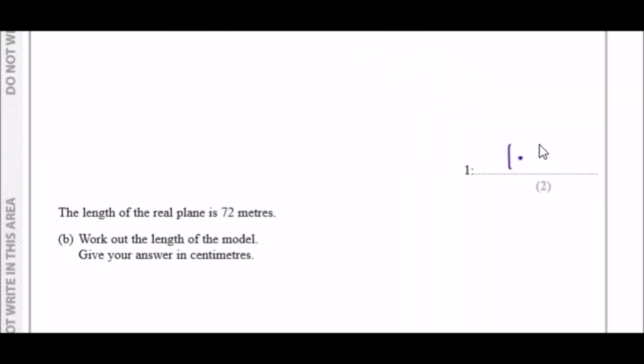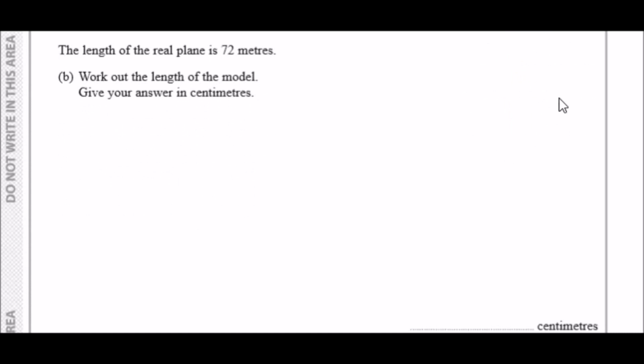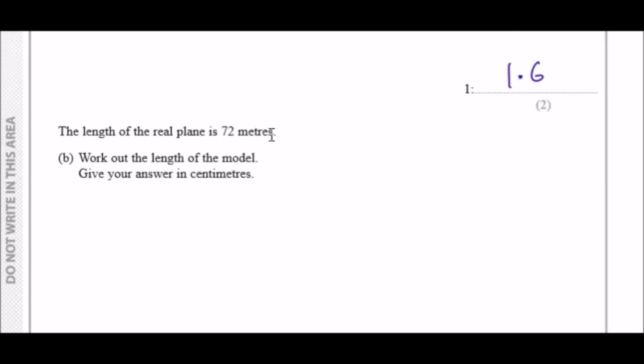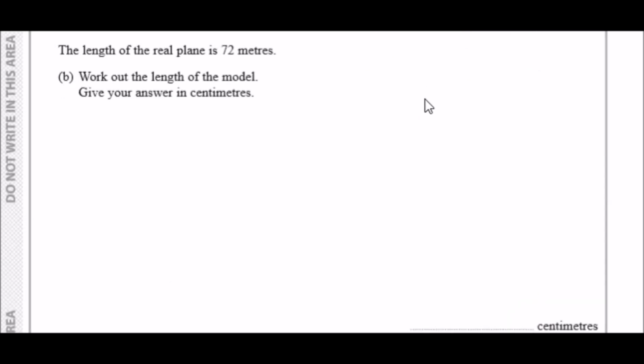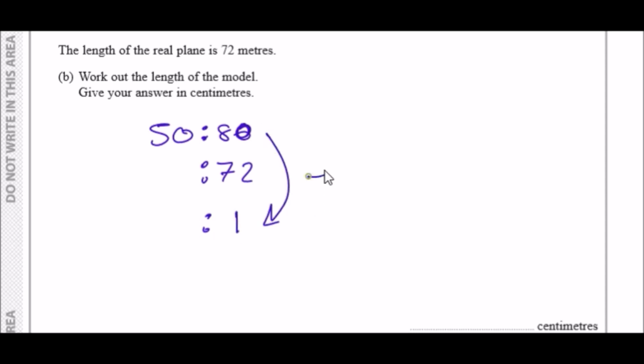Quite easy. The length of the real plane is actually 72 meters. Work out the length of the model. So again, using this ratio, 50 to 80, we know that the real model is 72. So we need to somehow find this equivalent. It's hard to just jump from 80 to 72 to divide, so it's always easy to find a single unit, which is dividing by 80 to get to 1.